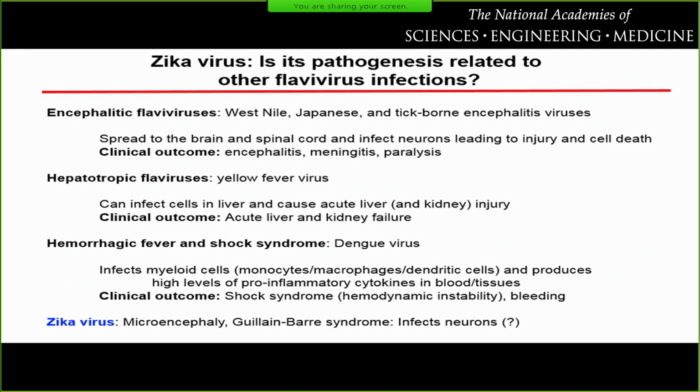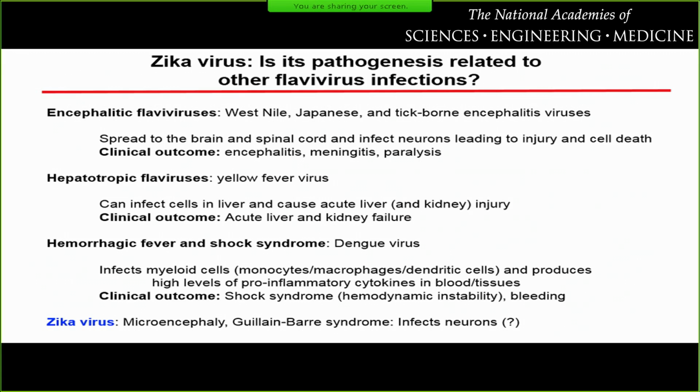Although, fortunately, we've had a vaccine for yellow fever, which has been used in hundreds of millions of people effectively since the 1930s and 40s. And then there's the hemorrhagic fever and shock syndrome, which includes dengue virus, which infects myeloid cells, monocytes, macrophages, and dendritic cells, and can produce high levels of pro-inflammatory cytokines. And this, along with some interesting factors about the virus biology, and particularly the NS1 protein, can lead to a shock syndrome or hemodynamic instability, as well as bleeding syndrome as well.